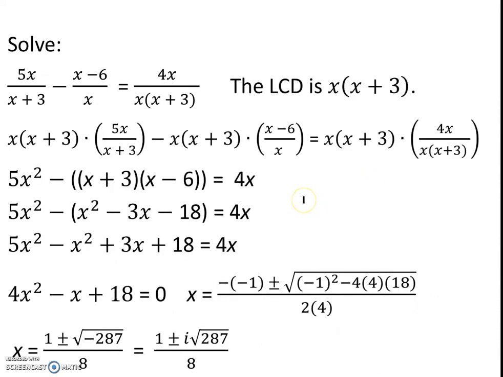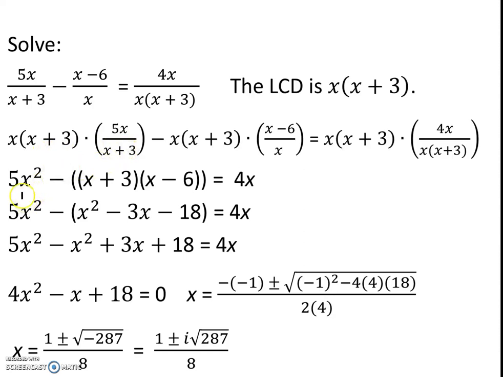Our second problem is 5x divided by x plus 3 minus x minus 6, all divided by x, equals 4x divided by x times the quantity x plus 3. So we have to find the LCD, which in this case is x times the quantity x plus 3. We multiply each term by x times x plus 3.